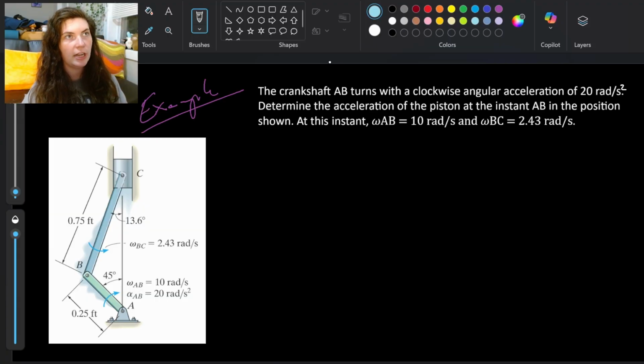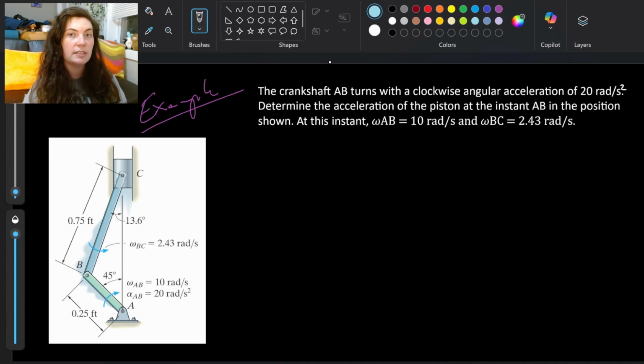In this example, crankshaft AB turns with a clockwise angular acceleration of 20 radians per second squared. We want to determine the acceleration of the piston at instant AB in the position shown. Right, so at the instant shown, we want to find that acceleration of the piston up at C in this position, as shown in this diagram. So at this instant, our angular velocity of AB is 10 radians per second, and our angular velocity of BC is 2.43 radians per second.